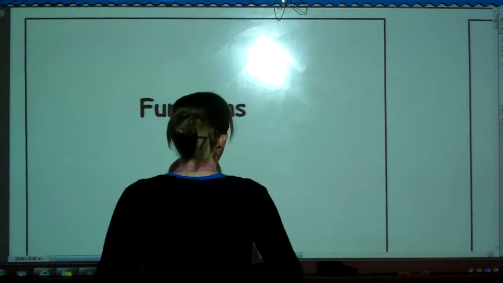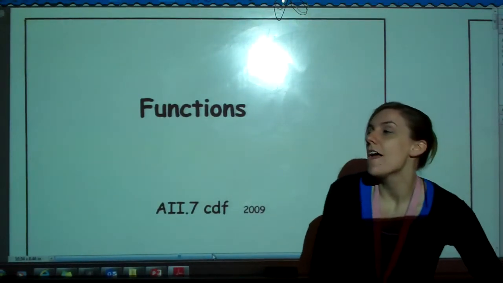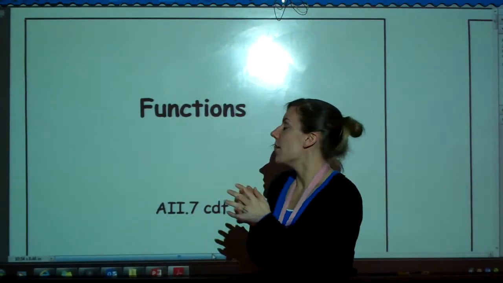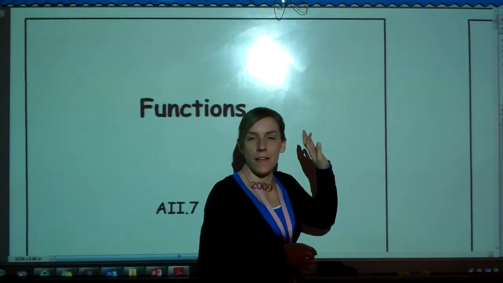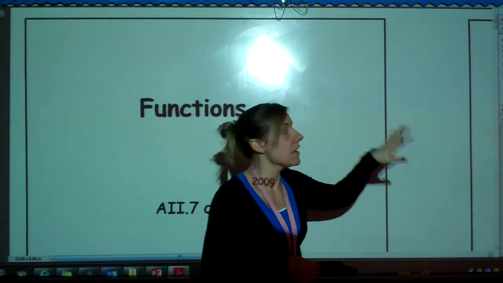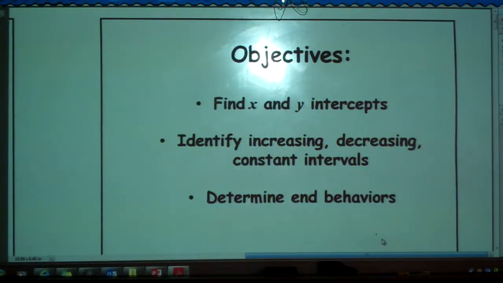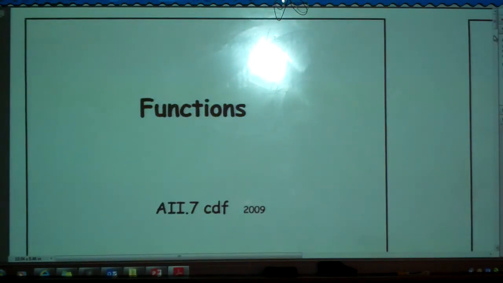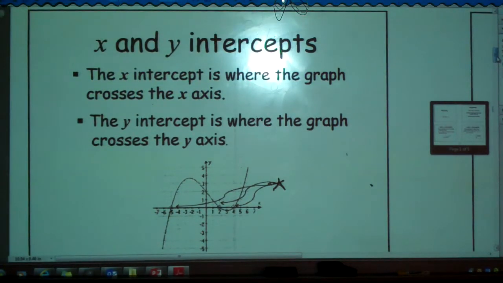Hi guys, so we're going to just review functions real quick. We're going to review some things that we've already talked about, and then I'm going to add in some new ideas at the end. So this is your sheet. It's a little bit different than other notes, and I think for the most part it does go left to right. So here's just the title, and then over here are the objectives, but really we just want to go ahead and look at the slide that says X and Y intercepts.